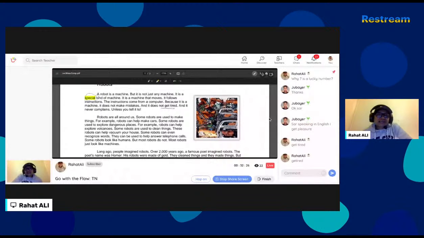So robots can help explore volcanoes. Some robots are used to clean things. These robots can help vacuum your house. Some robots can even recognize words. They can be used to help answer telephone calls. Some robots look like humans, but most robots do not. Most robots just look like machines. Have you ever seen a robot practically, guys? Any of you?